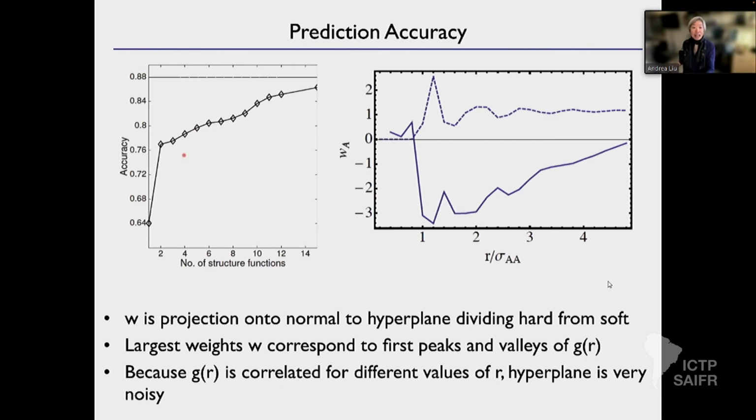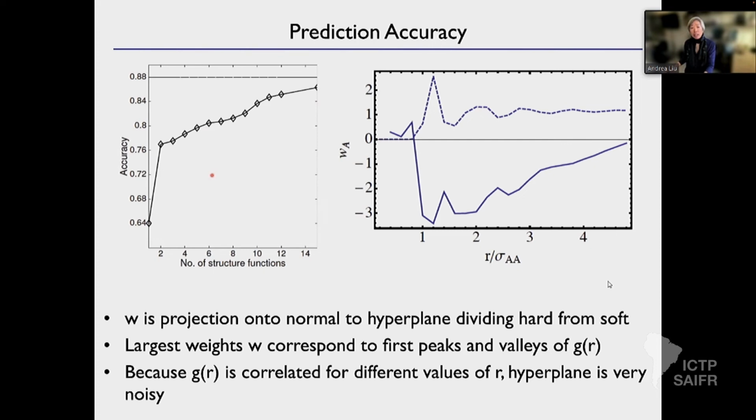In fact, if you look at the accuracy as a function of the number of structure functions you keep, if you only have the first peak of GAA, that's 64%. If you have the first peak of GAA and GAB, that's the second point. And as I add more structure functions, it gets slowly better.